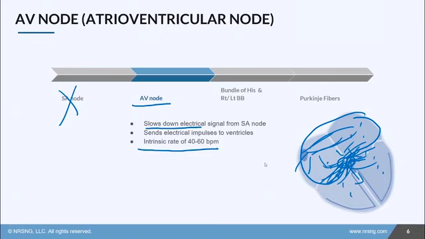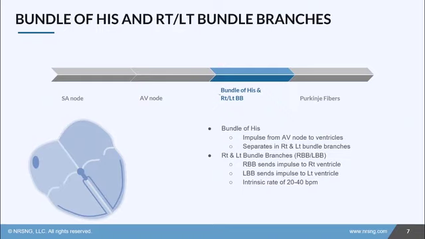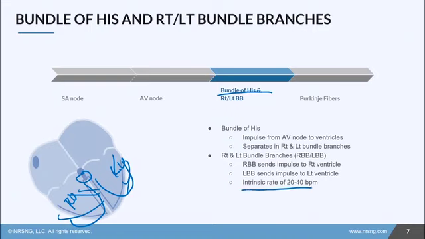So after the electrical conduction has gone down the AV node, then it goes down to the bundle of His. And the bundle of His is right here. And what the bundle of His does is it just gets the electrical impulse, and then it separates into the right and into the left bundle branches. When it does that, it sends the electrical impulses to the ventricles, the right ventricle and the left ventricle, so that these contract. Another cool thing about the right and left bundle branches, it also has the intrinsic rate.